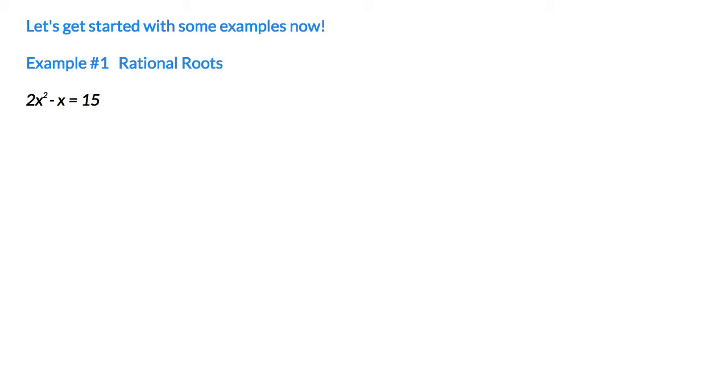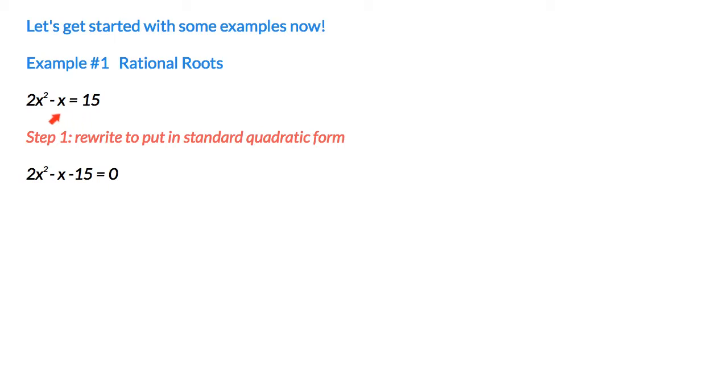Okay, let's get into the fun part where we start using the quadratic formula. Here's our first example where we are going to have rational roots. Let's take the equation 2x squared minus x is equal to 15. The first thing you will need to do is put it into standard quadratic form. So let's move the 15 over to the left side and it becomes a negative 15.